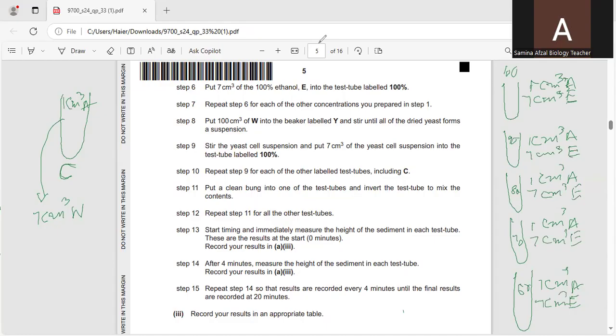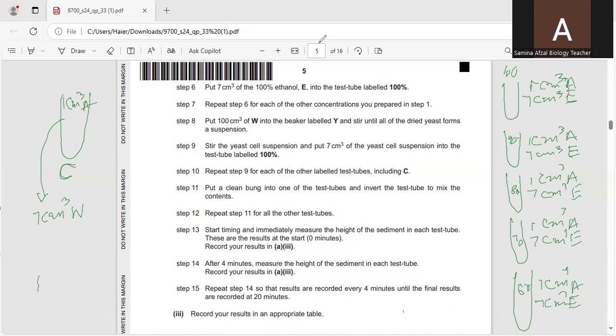Repeat step 6 for each of the other concentrations prepared in step 1. We have done with all. Now put 100 cubic centimeter of W, the distilled water, into the beaker labeled Y.